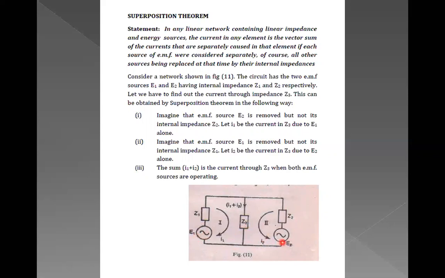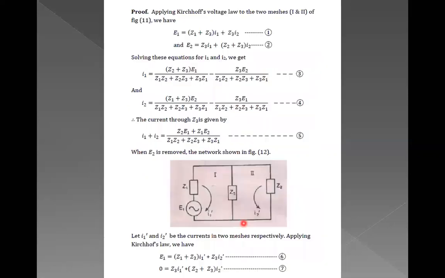Similarly, what is V2? V2 is nothing but E2. So E2 should be equal to I2 into Z2 plus (I1 plus I2) into Z3. So these are the two basic equations. By rearranging, taking I1 as common, E1 will be (Z1 plus Z3) into I1 plus Z3 I2. This is labeled as the first equation. In the second, E2 will be equal to Z3 I1 plus (Z2 plus Z3) into I2. So these are the two equations.